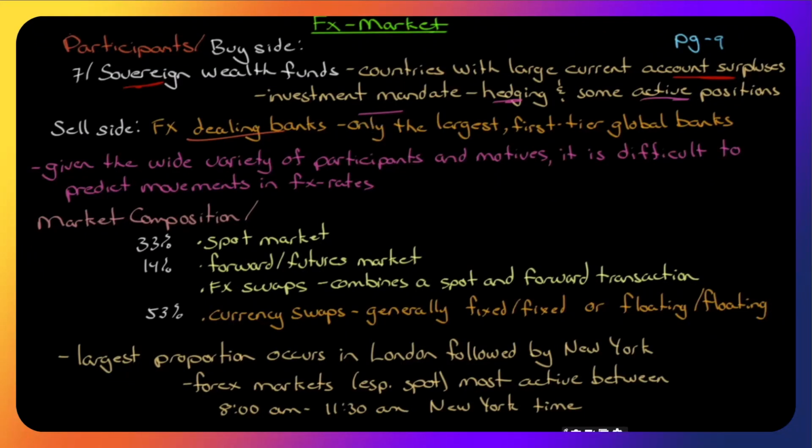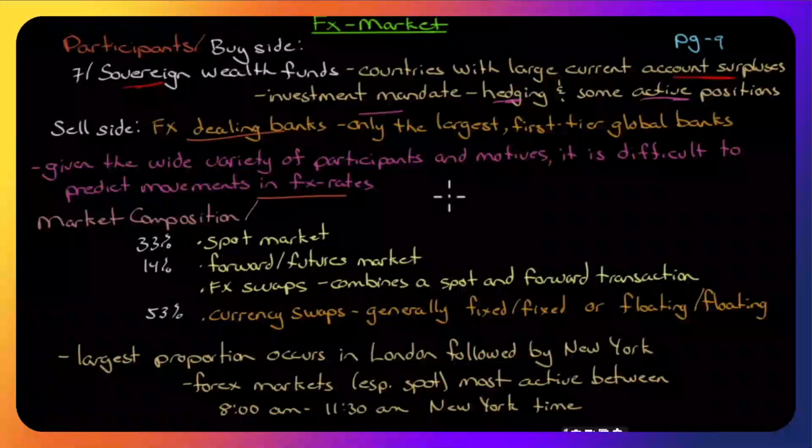So we've been through a bunch of different participants, and we've seen that they use them all for different reasons. So this is important here. Given the wide variety of participants and motives, it is difficult to predict movements in Forex rates. Of all the markets that I've had exposure to, predicting a move in a currency is difficult. It is notoriously the most difficult prices to predict.